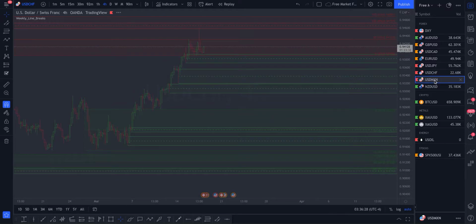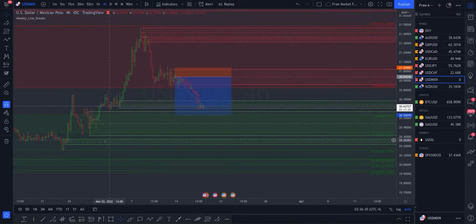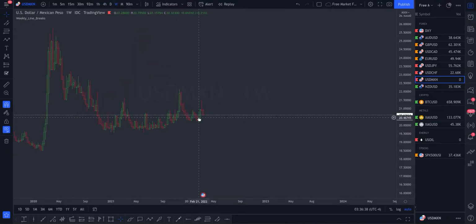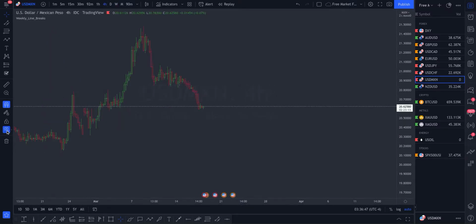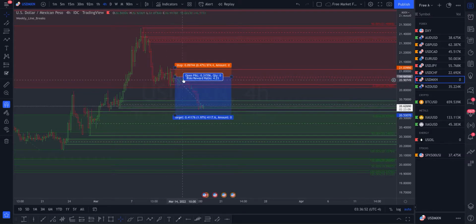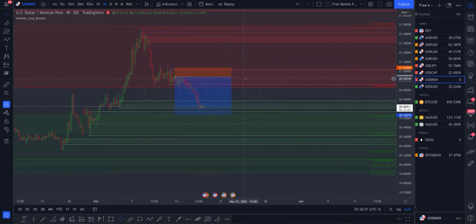All right, USD Mexican peso, short-term institutional bias for this was short. Let's see if that's played out for us this week. All right, so this is played out for us to the T as far as the short-term institutional bias for the week. Okay, price opened up, kind of played around our entry point. All right, around the equilibrium of this 4-hour supply.